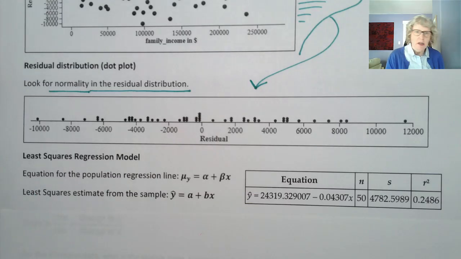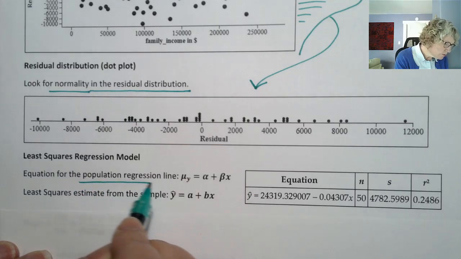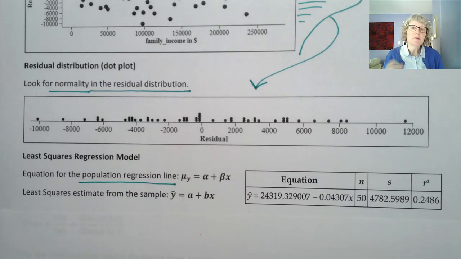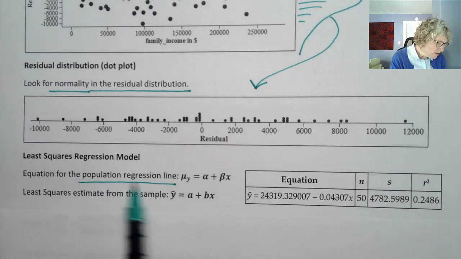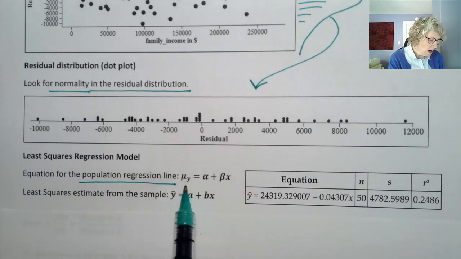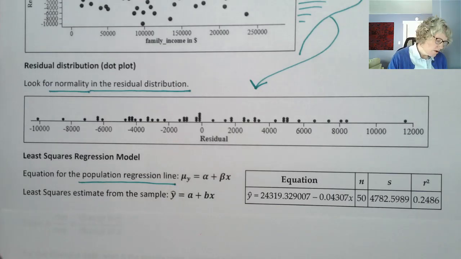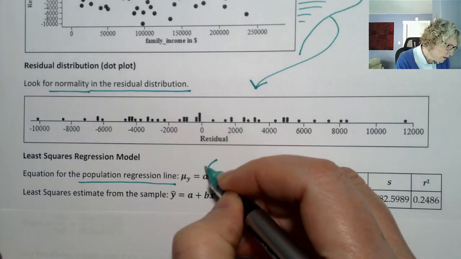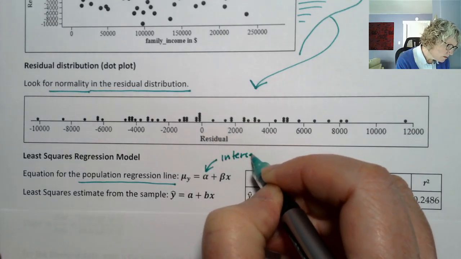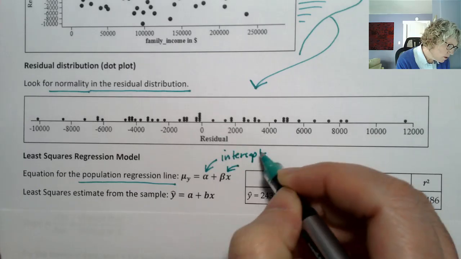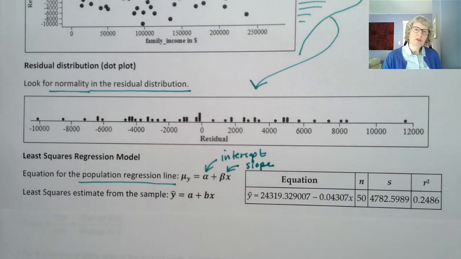Since we're getting into inference, we're going to imagine we have a population regression line, right? Because we're trying to infer from this one sample back to the whole population of students at this college. So this is like mu versus x bar. Here's our population regression line: mu sub y is equal to alpha plus beta x. And remember, the one without the x is the intercept, and the slope is the rate of change, so that's the one that's multiplied by the x.